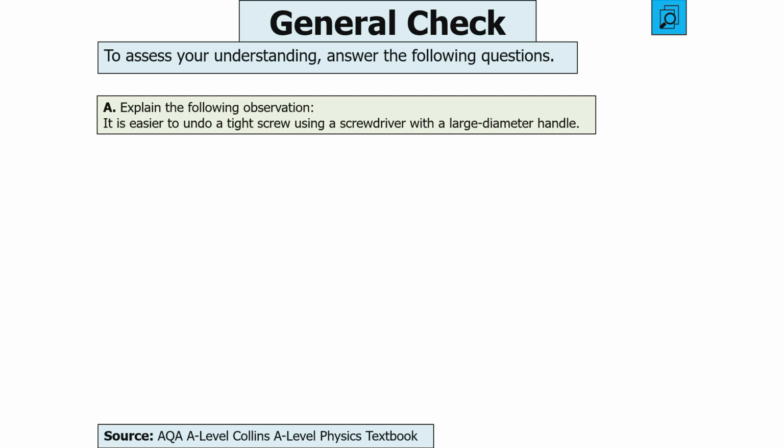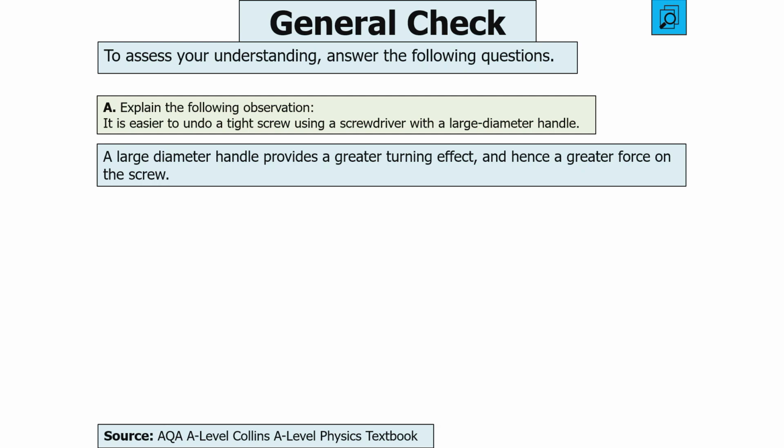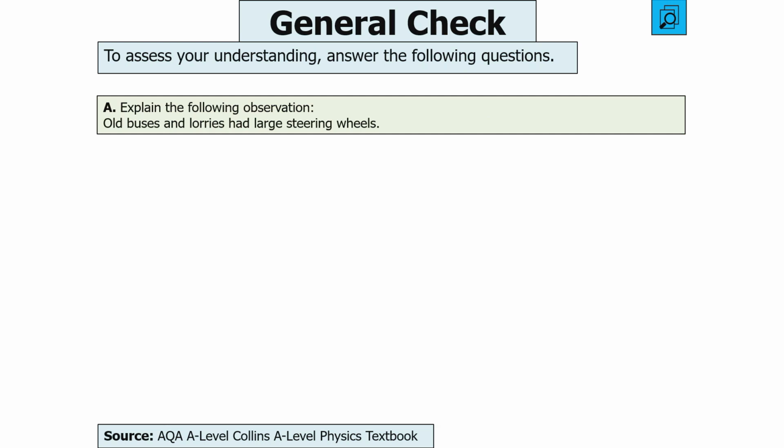Explain the following observation. It is easy to undo a tight screw using a screwdriver with a large diameter handle. A large diameter handle provides a greater turning effect and hence a greater force on the screw. Old buses and lorries had large steering wheels.